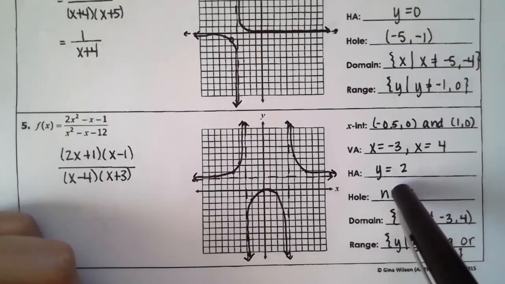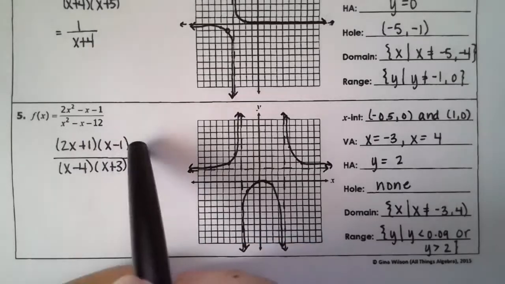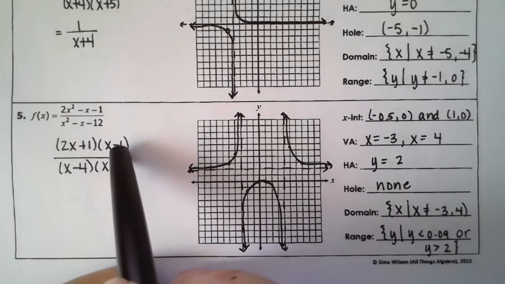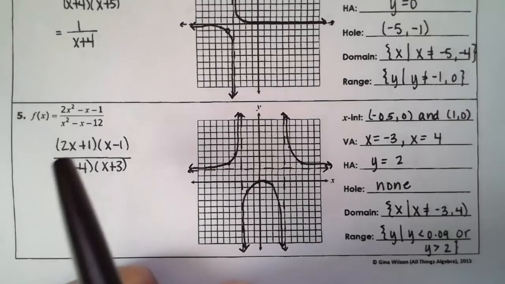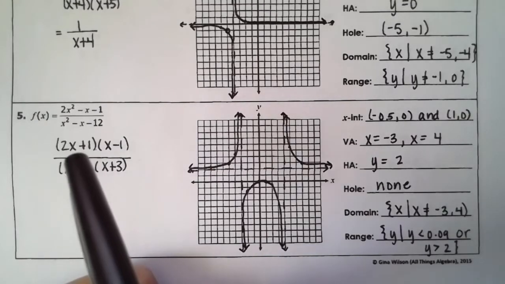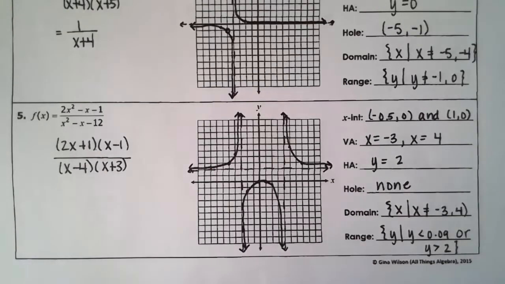Okay, now for your x-intercept, remember, you're going to set your numerator equal to 0. Now you have two factors here, 2x plus 1 and x minus 1. That's perfectly fine. What this means is you're going to have two x-intercepts. Okay, so the first one, you have 2x plus 1.